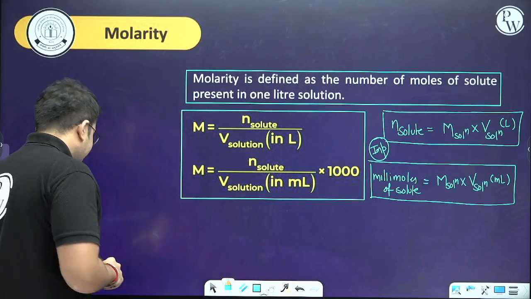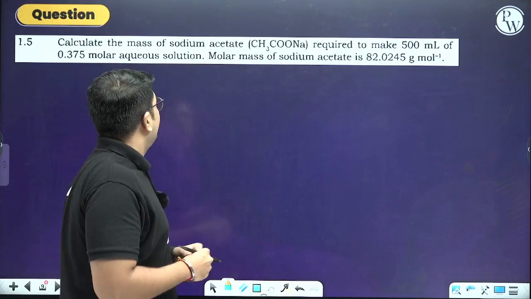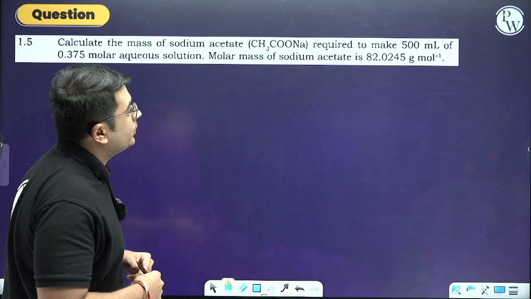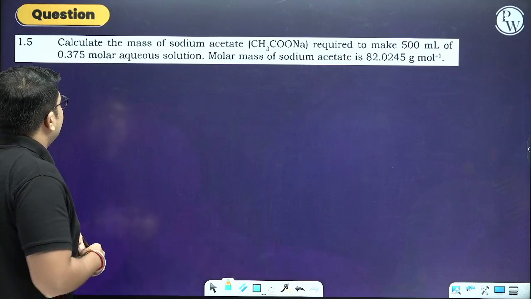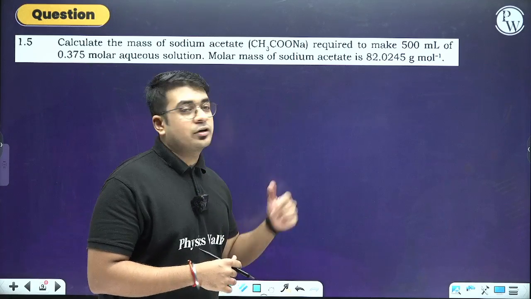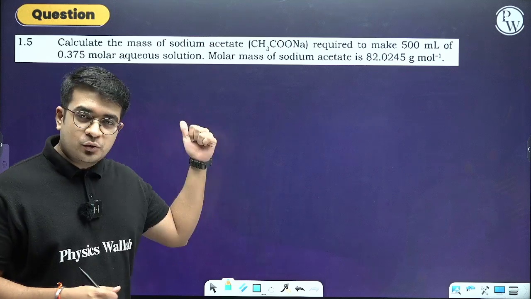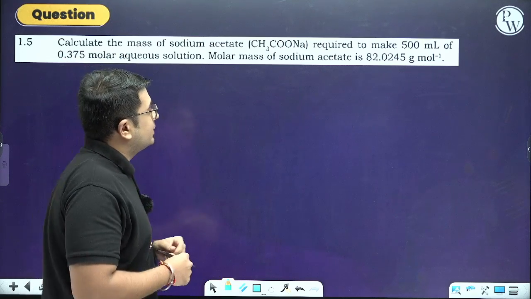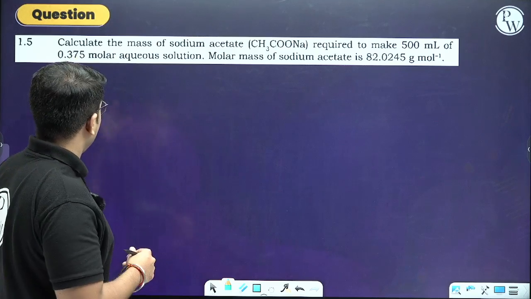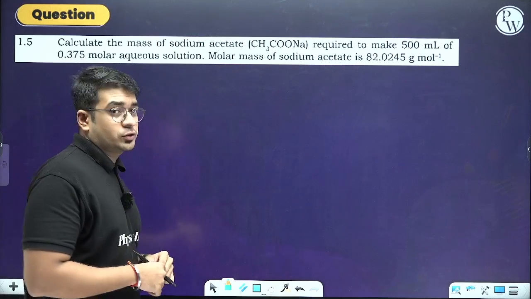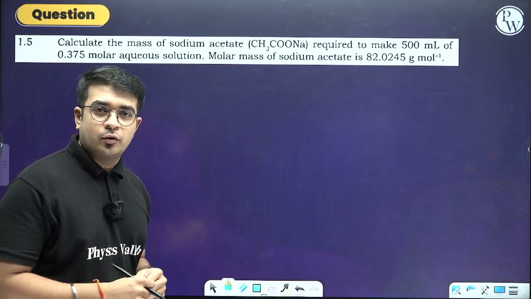Now next thing is, okay, we have one question. The question says calculate the mass of sodium acetate required to make 500 ml of 0.375 molar aqueous solution. The molar mass of sodium acetate is already given to us. This question is basically from NCERT. So we have to calculate the mass of sodium acetate required to make 500 ml of 0.375 molar aqueous solution. First of all, just write down the information which is given.